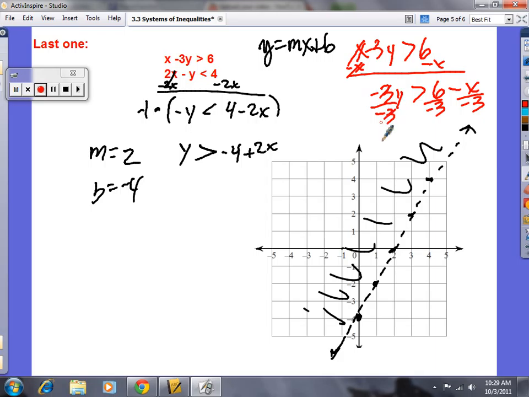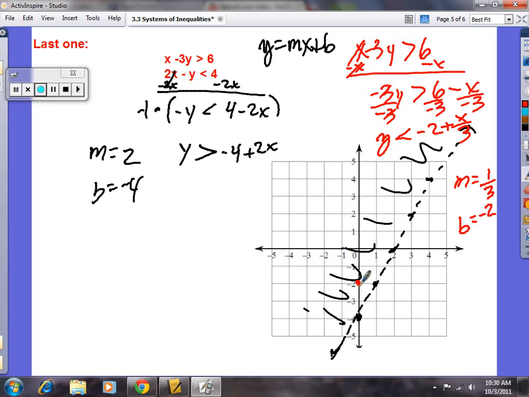So you're going to have to change the direction of your inequality. So it's going to be y is less than 6 divided by -3 is a -2. And the negative x divided by -3 is just a positive x divided by 3. So my m is going to be positive 1 divided by 3. My b is going to be a -2. So start down here at -2. Go up 1, right 3. Up 1, right 3. Or go down 1, left 3. And this one also dotted line.